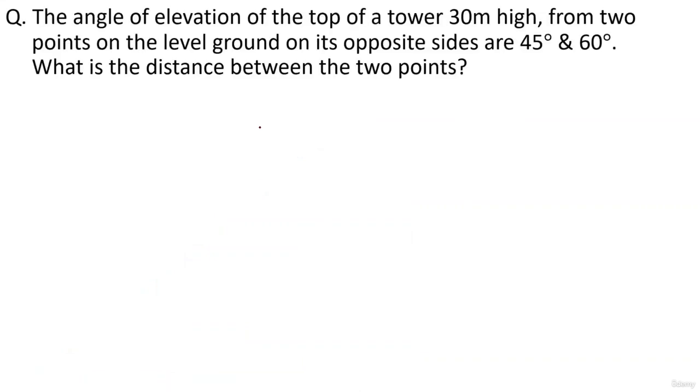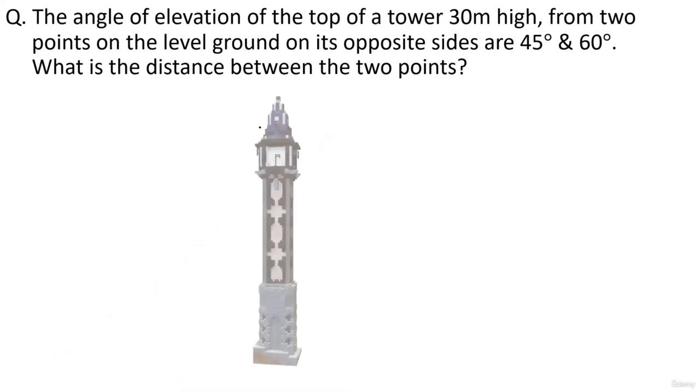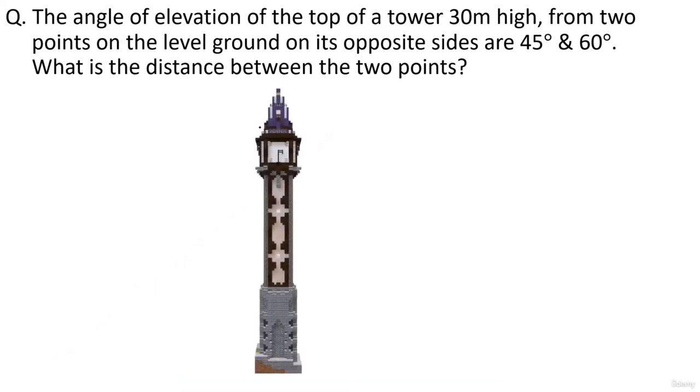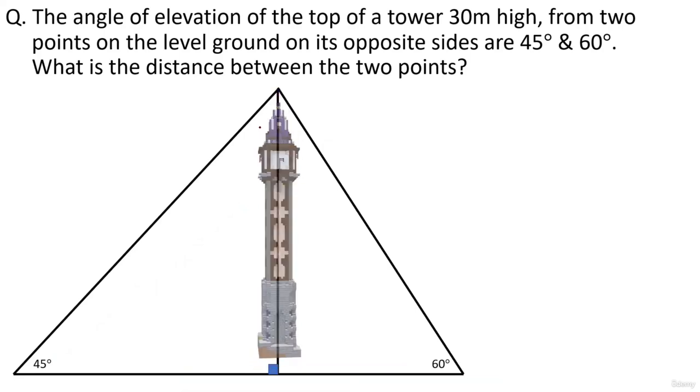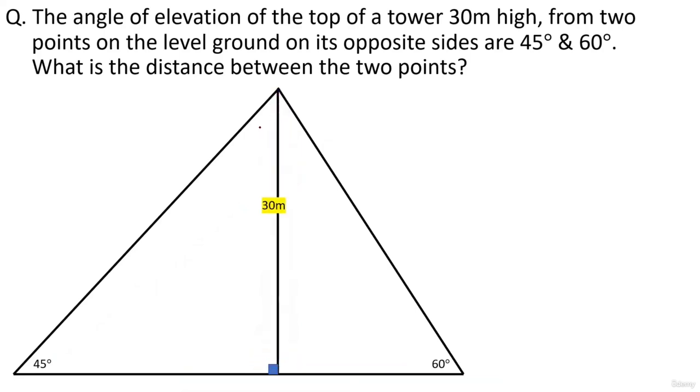The angle of elevation of the top of a tower 30 meters high from 2 points on the level ground on its opposite sides are 45 degrees and 60 degrees. What is the distance between the 2 points? What the question is saying is demonstrated in this diagram. There's a tower here, and the top of the tower is at 60 degrees and 45 degrees from the two opposite sides of the tower. The height of the tower is given as 30 meters, right? So just replace the entire tower by a vertical line, and we need to find the distance BC in this case. That is what is required, right?